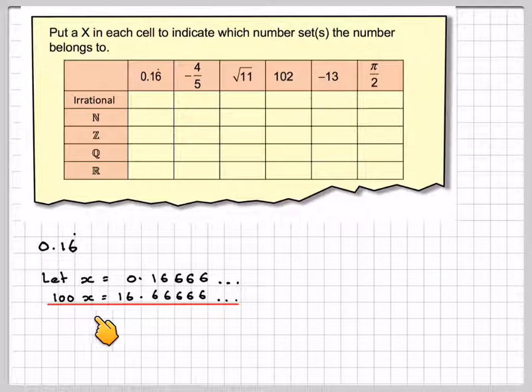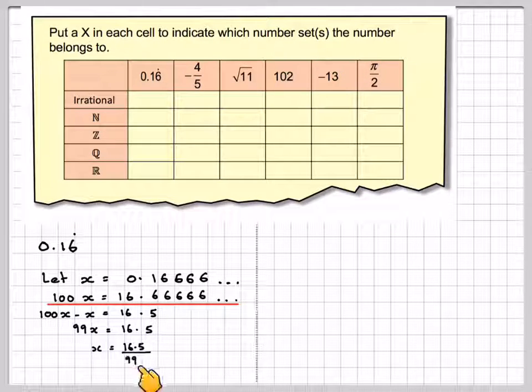fraction by doing 100x is equal to 16, that would mean moving the decimal point 1, 2, so we get 16.666666, and then doing 100x minus x, so 16 minus 0, 6 minus 1, which is 5, and then 6 minus 6, 6 minus 6, 6 minus 6 will all cancel out. So that gives me 99x, 100 minus 1, is equal to 16.5. X will be 16.5 divided by 99.